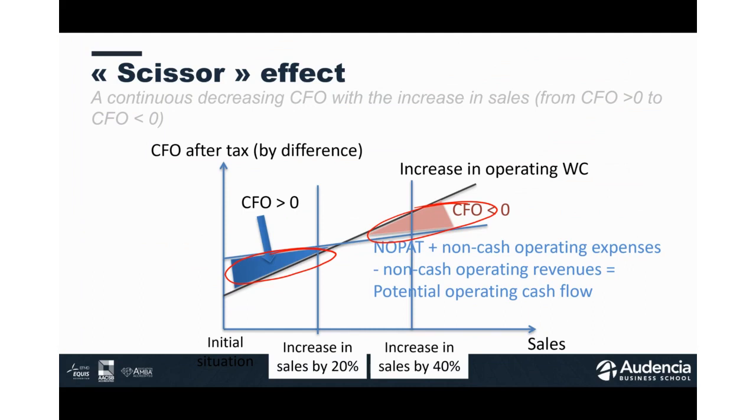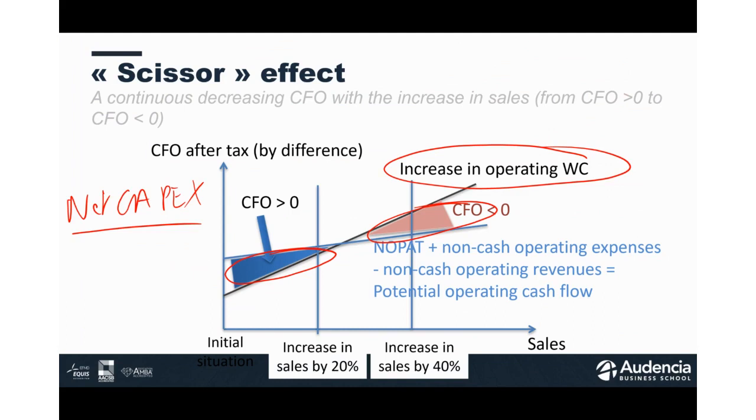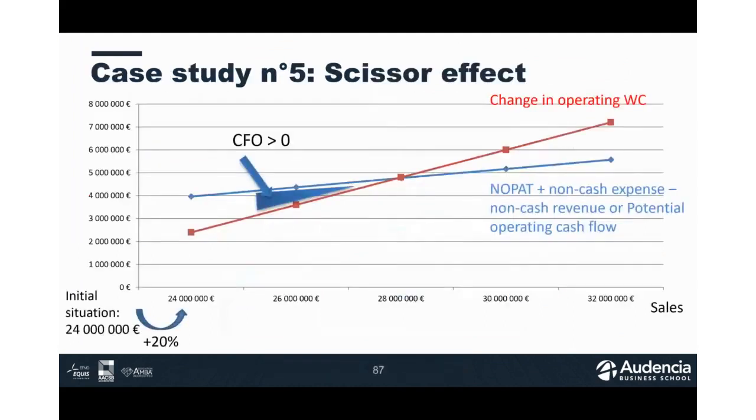So in fact, what you need to finance is the increase in operating working capital. It's not just to finance the net capex, which is normal to finance, but you also have to finance the liquidity problems in the short term, the increase in operating working capital, because you have huge credit terms, because you have huge inventories, and so on.